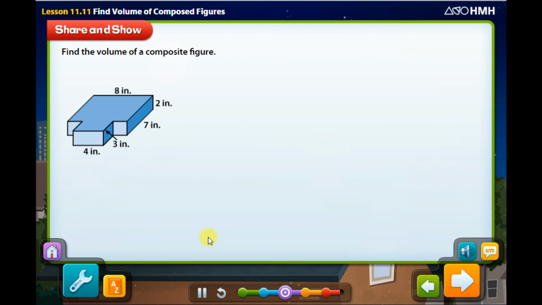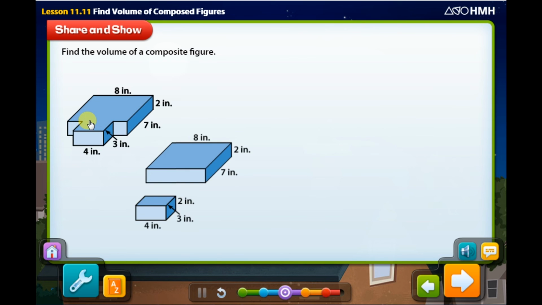Let's find the volume of the composite figure. First, you need to divide the figure into two rectangular prisms. Let's cut the composite shape into two volumes, or two rectangular prisms. So let's cut it from here.